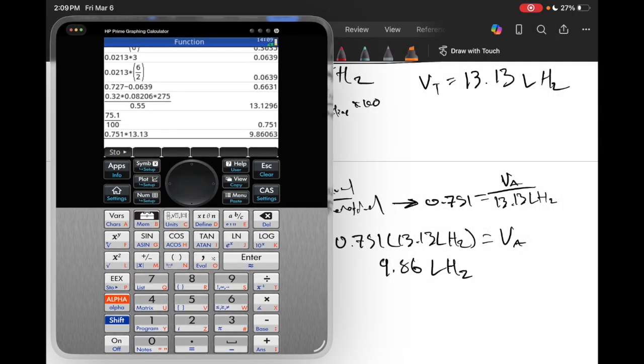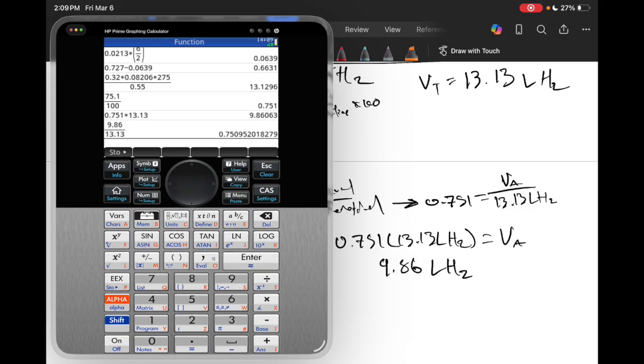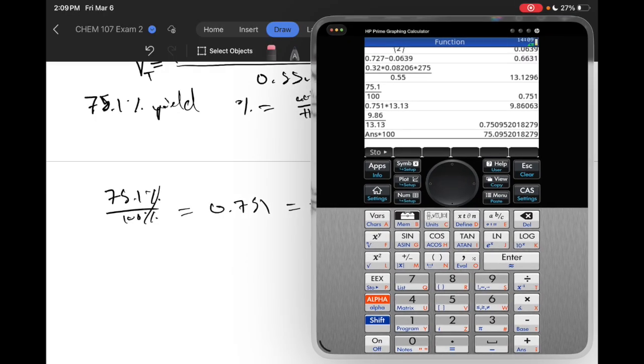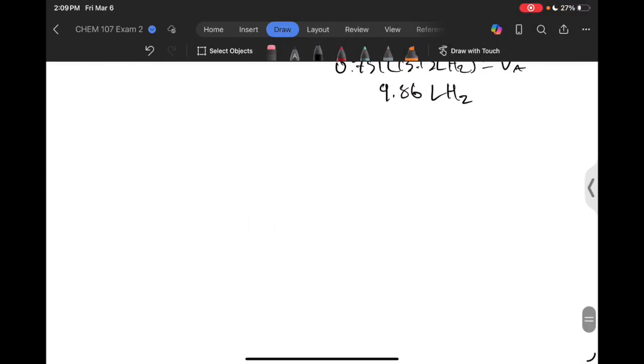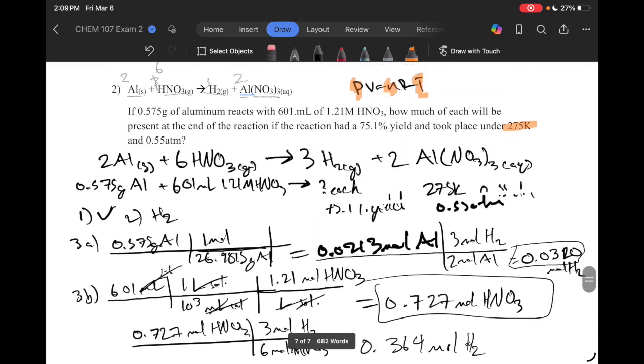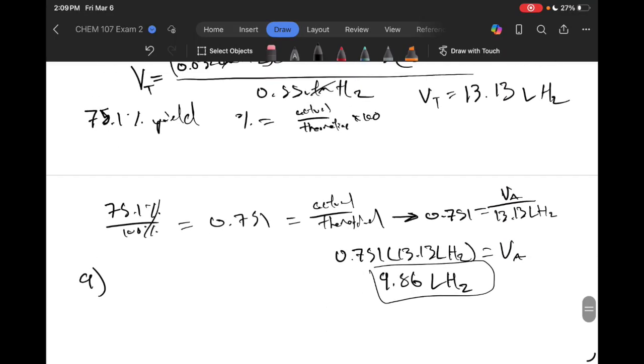And then we can verify this by plugging it back in reverse. So 9.86 divided by 13.13, times 100, gives a 75.1% yield. All right, so that's step 8. We're going to box this in. So step 9, we just write all of this down. Left to right, Al was our limiting reactant, and it was a solid. So we're left with 0 grams of aluminum.